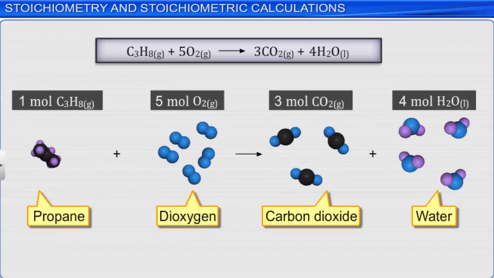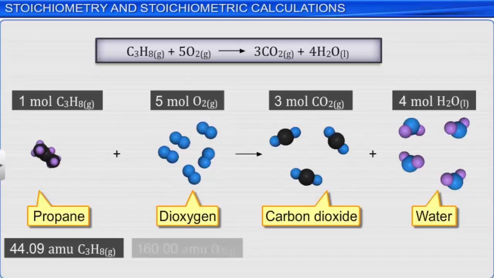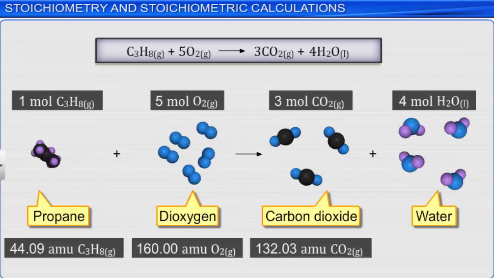Similarly, 44.09 atomic mass unit of propane gas reacts with 160 atomic mass unit of dioxygen to give 132.03 atomic mass unit of carbon dioxide and 72.06 atomic mass unit of water.